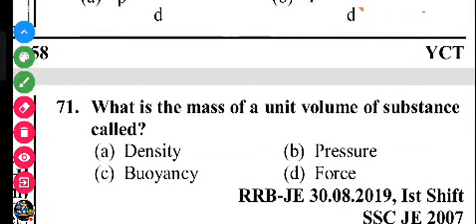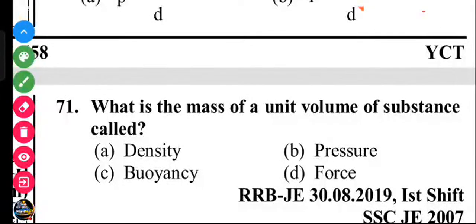Question number 71. What is the mass per unit volume of a substance called? Mass per unit volume is called density. Density equals mass per volume.